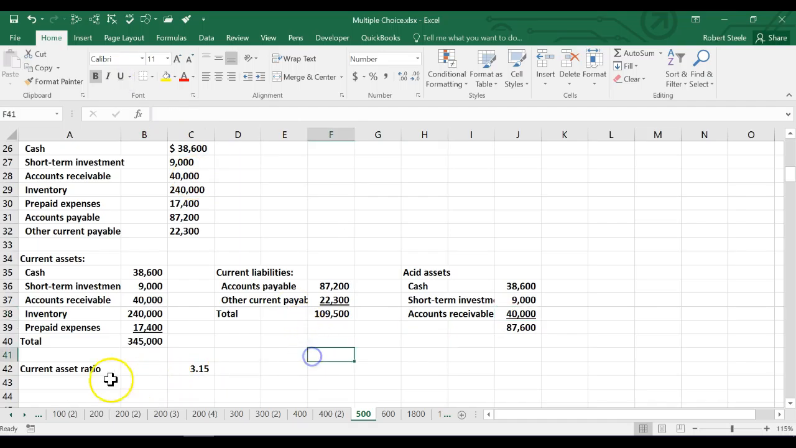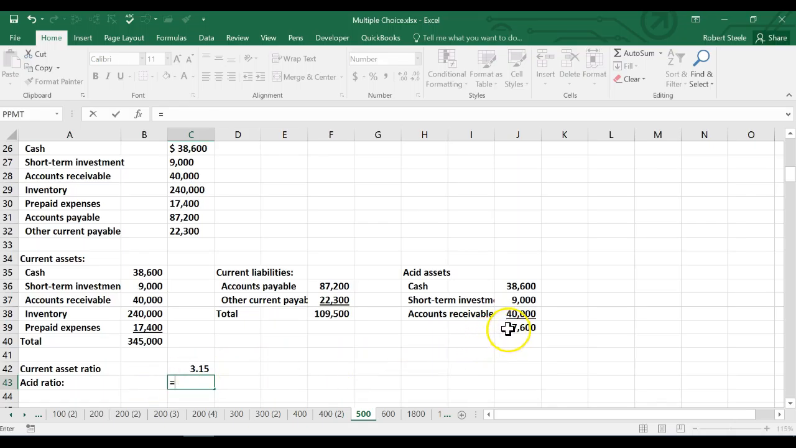Those are our quick assets. And then we're going to have the acid ratio. And that's going to be the same current liabilities, but we're going to have the quick assets divided by the current liabilities. So that will give us 1. We're going to go up to the home tab, go to the numbers and add the decimals on that.